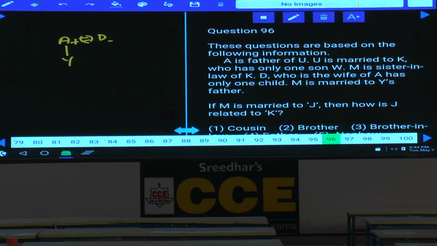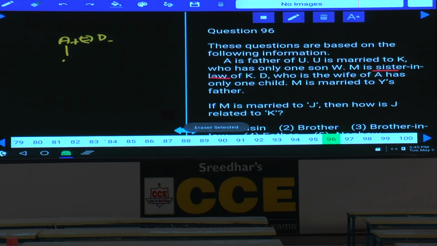Now M is the sister-in-law of K. As what do you mean by this one? Sister-in-law means M is the sister-in-law of K. That means K's, and U is married to K, and A is the father of U. A is the father of U, isn't it?